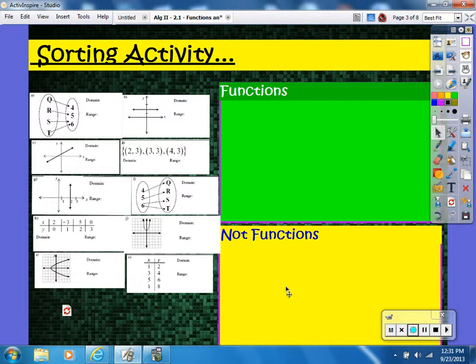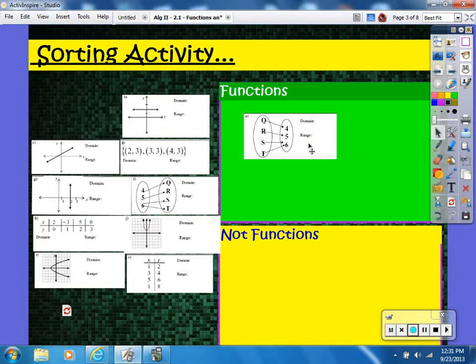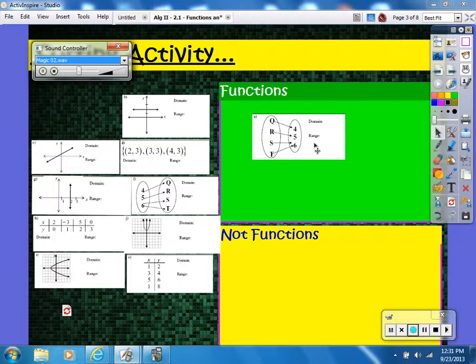Uh-oh. So what do we know then? It's a function. Now why? Notice for every one input, there's only one output. So yes, S and T both go to 6, but S only goes to 6 and T only goes to 6. So that one is going into the correct spot. When it goes in the right spot, hand it off to whoever you like.